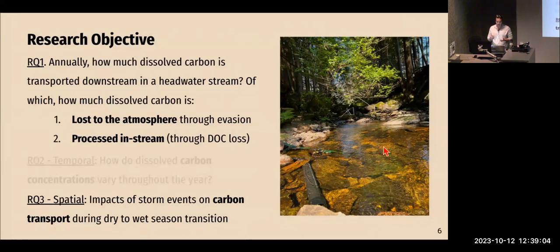I'll just first give the carbon accounting context and then dive into the carbon transport trends during the dry to wet transition. But I welcome any questions regarding how dissolved CO2 concentration changes throughout the year in the Q&A afterwards.